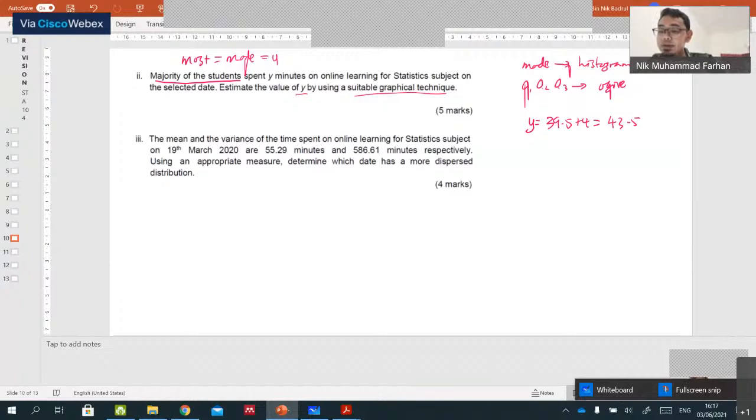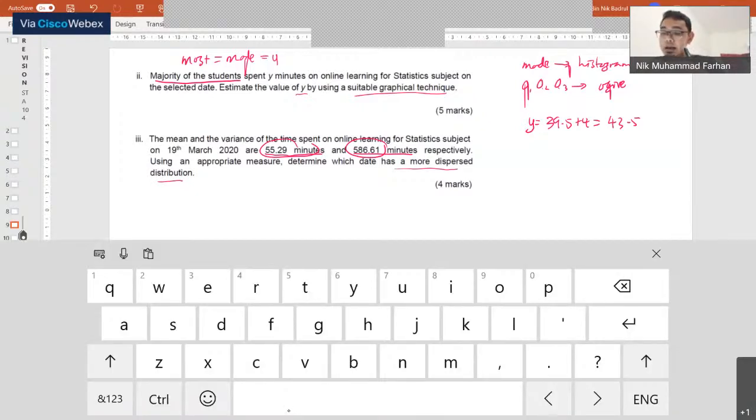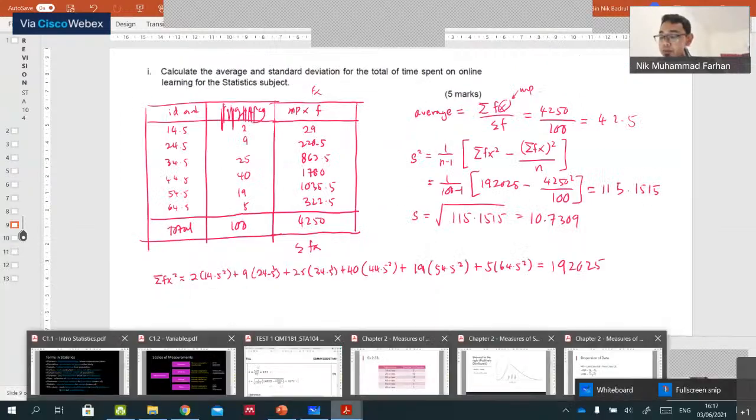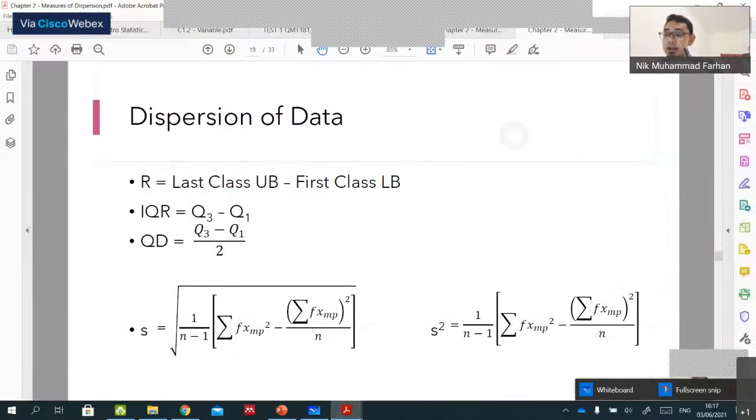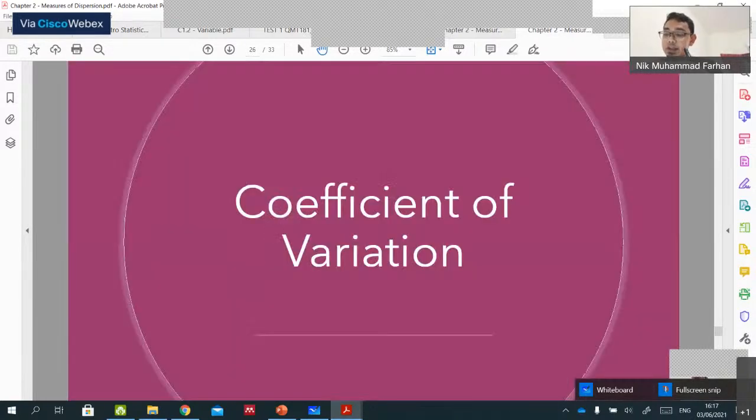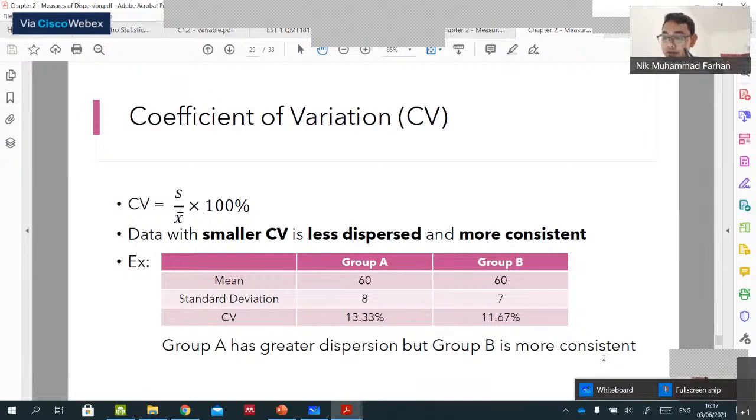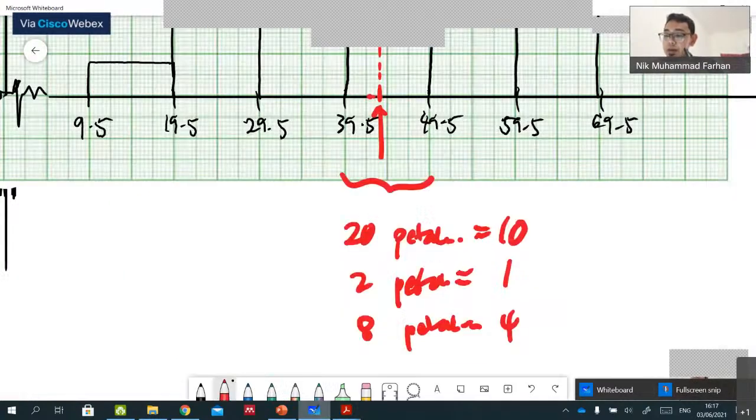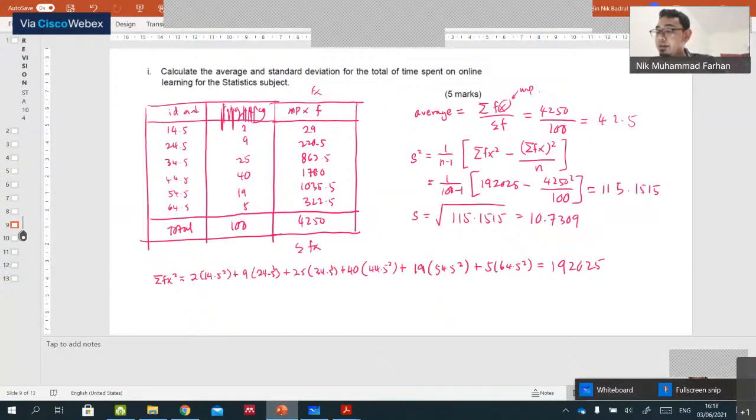Okay, the mean and variance. Okay, last question. So this is mean and variance. Okay, meannya adalah ni dan variance-nya adalah ini. Using the appropriate measure, determine which date has a more dispersed distribution? So kita kena kira mean dengan standard deviation yang sebelum ni kan. Alright. So you kena guna coefficient of variation. Formula of coefficient of variation, standard deviation over mean, darab 100.